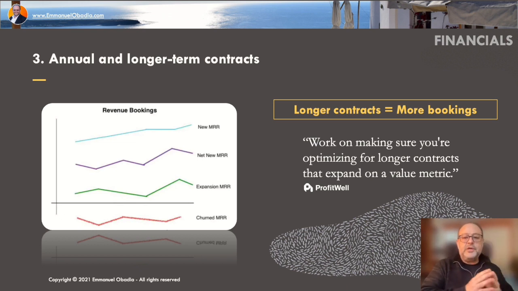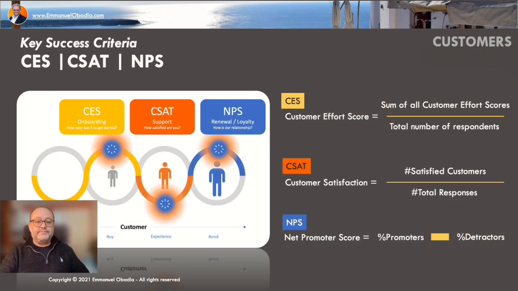Also, the longer you get your customer or prospect to commit to a contract, the longer and more your bookings will rise. Work on making sure you're optimizing for longer contracts that expand on the value metric and reward the long commitment, because that's what you care about. So those are the 3 ways for this part.